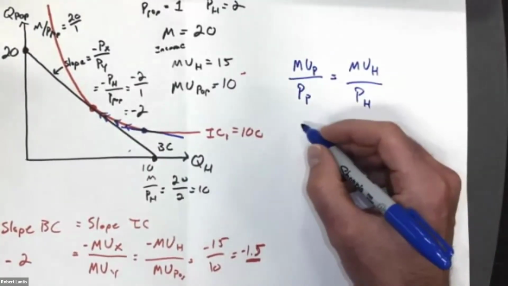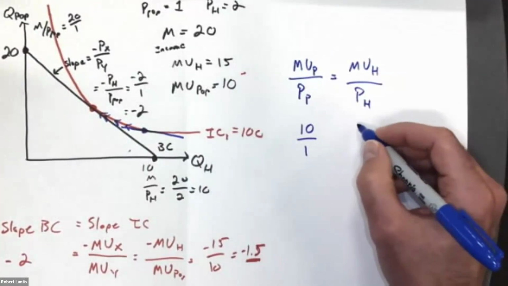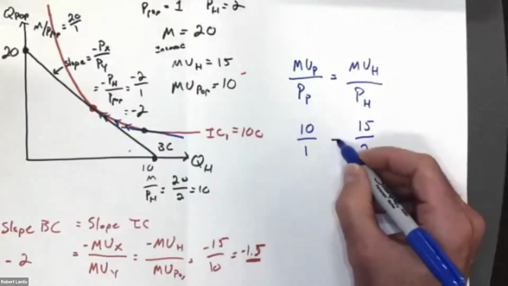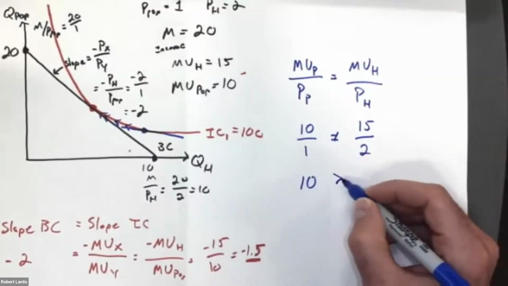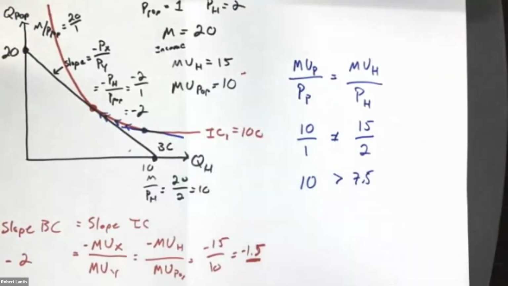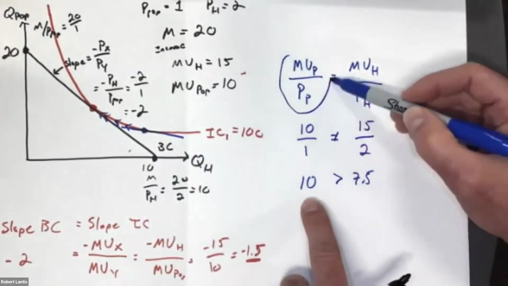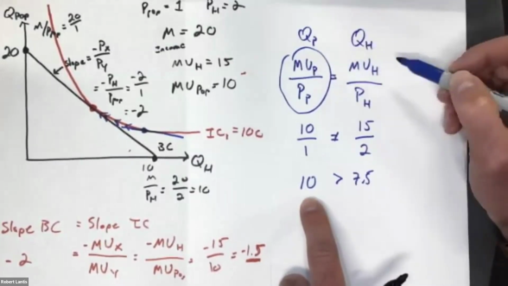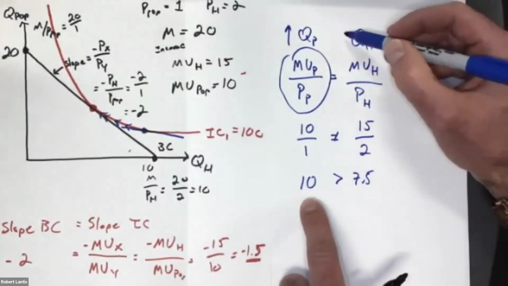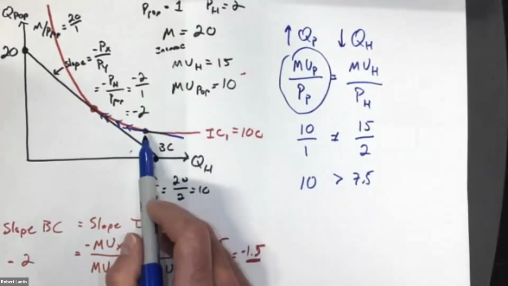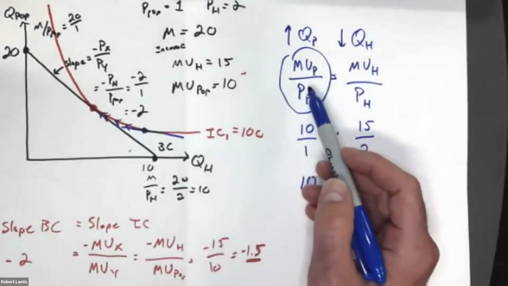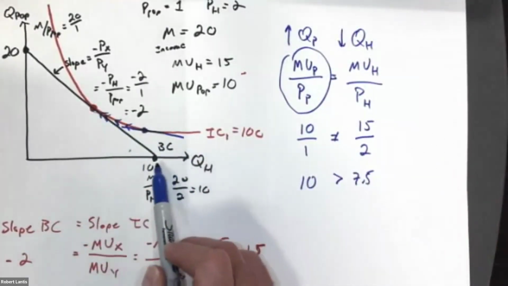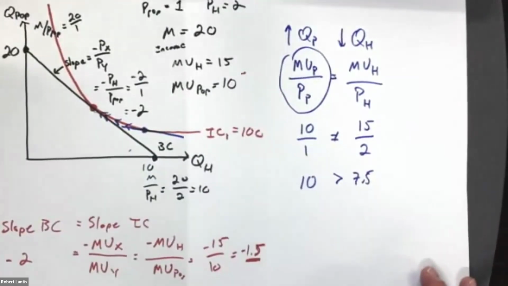So if we plug in our values, we had what? 10 over 1, and this was 15 over 2, okay? So these are not, in fact, equal. 10 is greater than 7.5. So if I'm getting a higher marginal utility per dollar from this good, what should happen to the quantity of that good? I should buy more of that good, less of the other. Same thing the visual told us, right? If you ever have the marginal utility per dollar being higher for one of the goods, you should buy more of that good, less of the other good, okay?